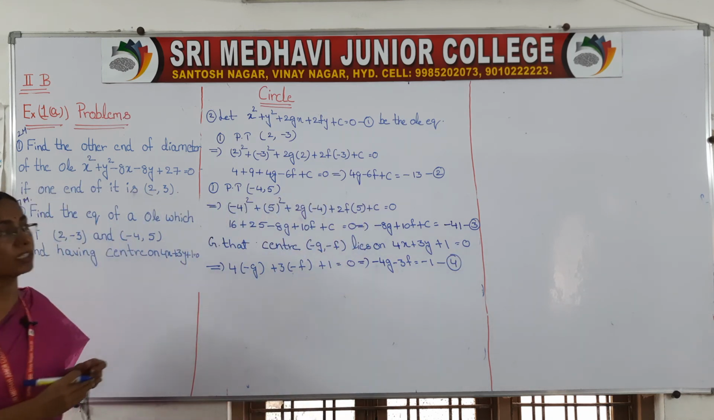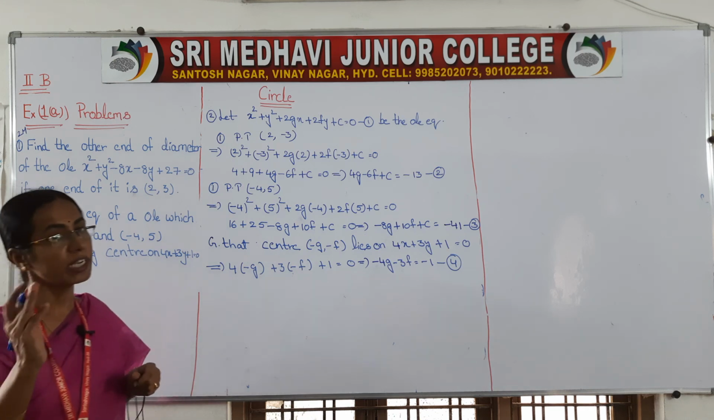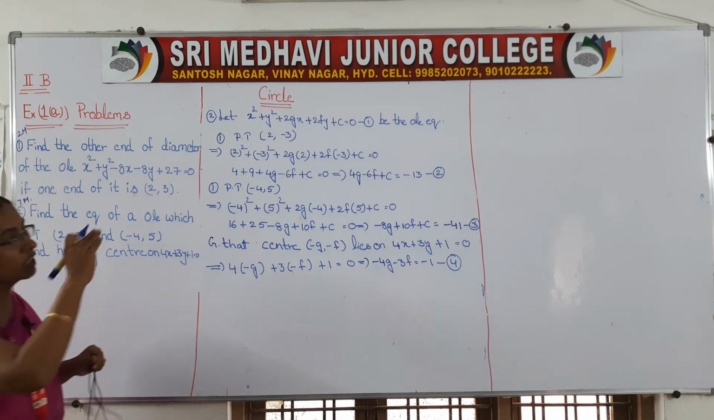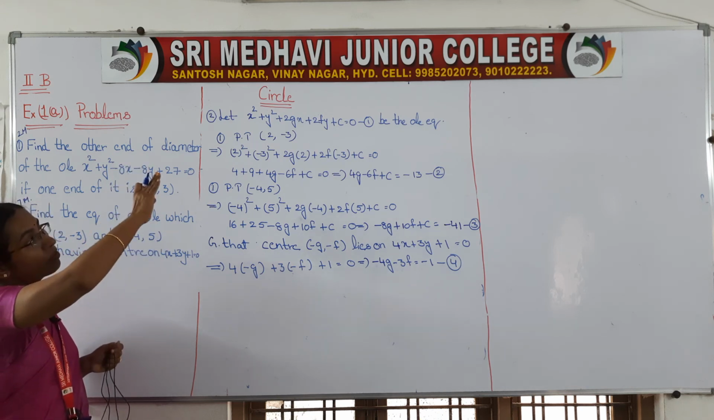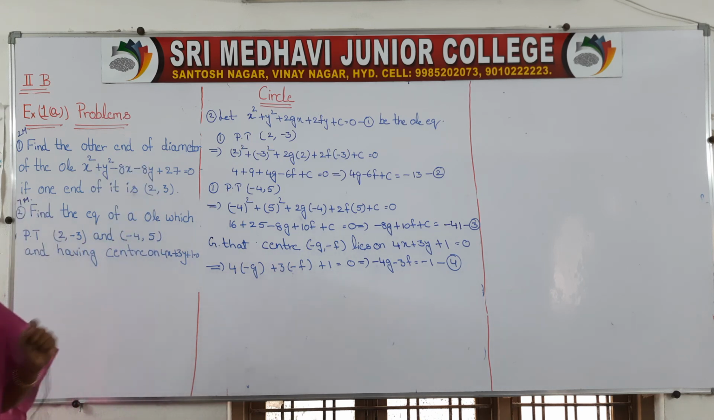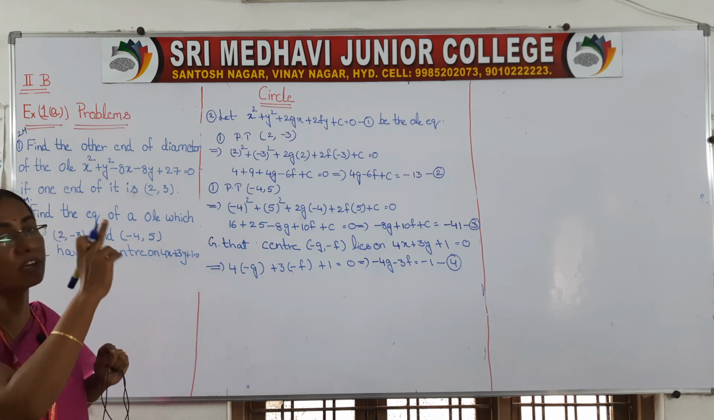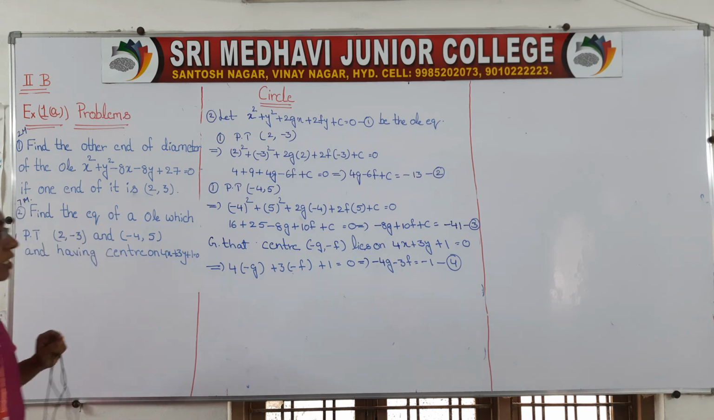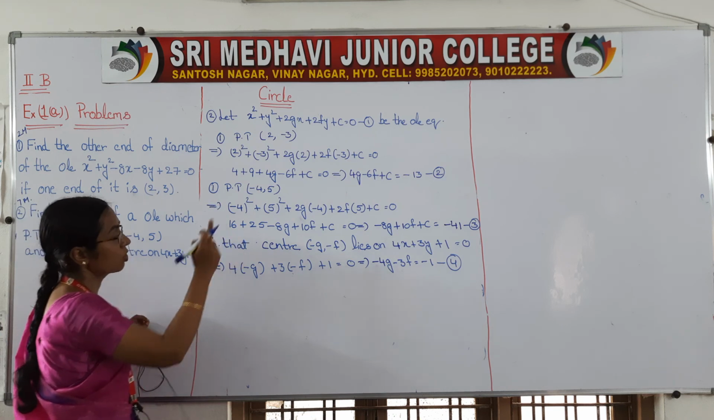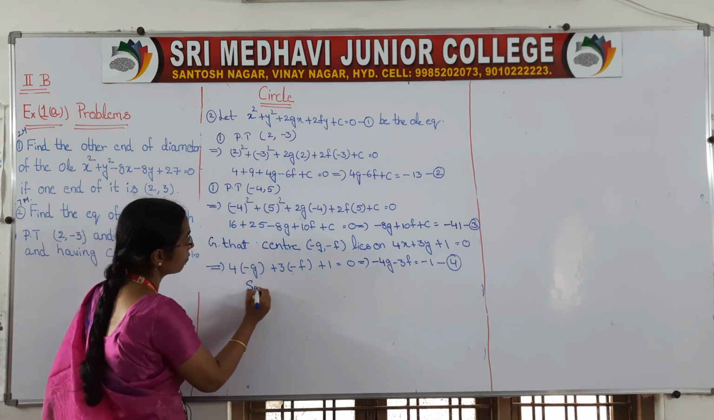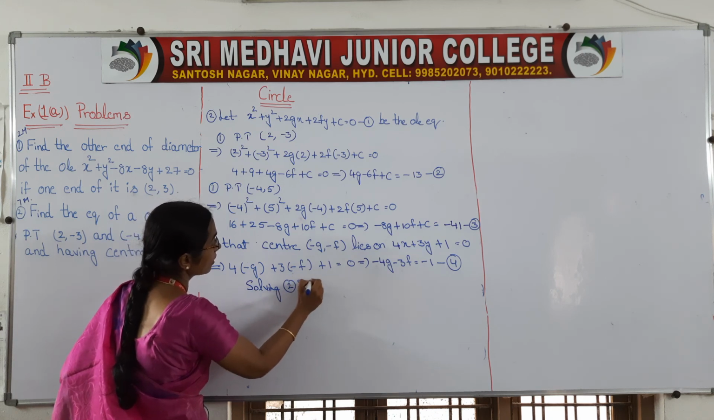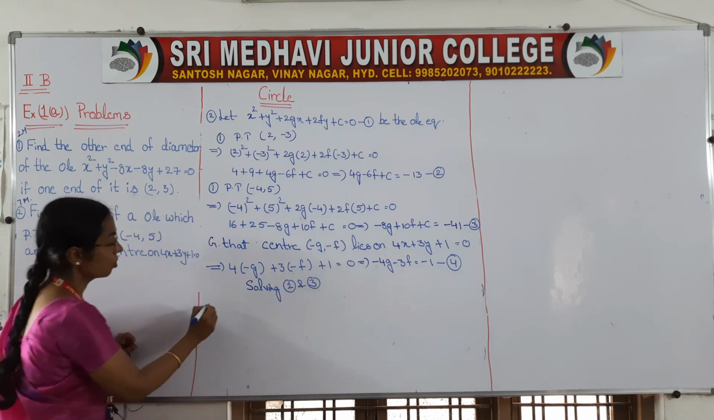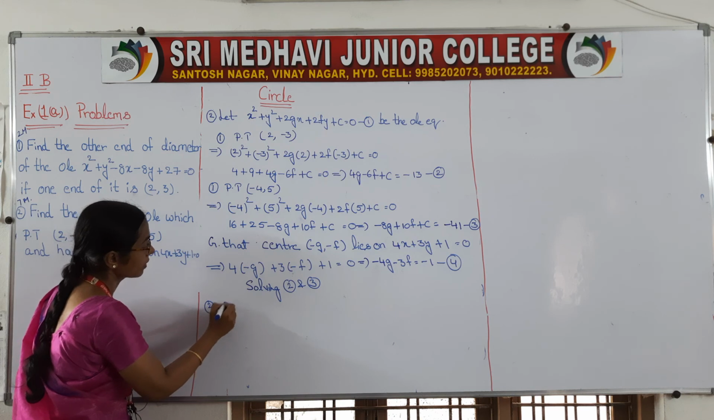Now, by solving these three equations, we get g, f, c. Finally, we substitute them in the general equation, and that will be the required circle equation. So first we will solve two equations, 2 and 3. We will do 2 minus 3.